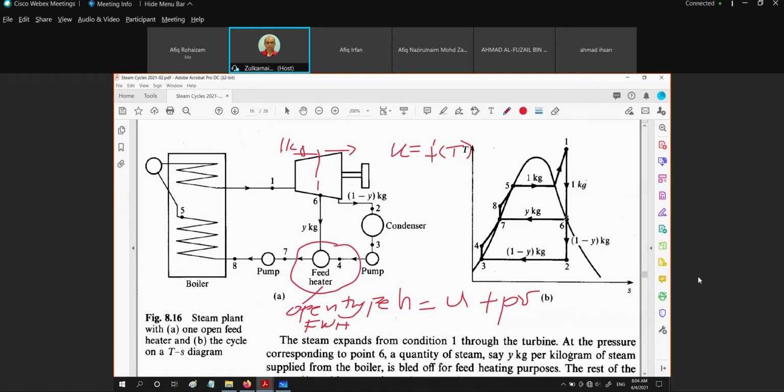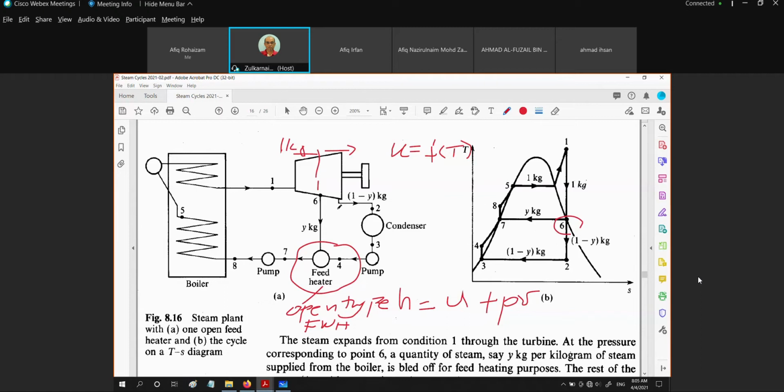And then from 6, we are going to bleed some of the steam in the turbine to flow to the feed water heater. So this is what we have from point 6. This point 6 doesn't mean that it's going to be a saturated vapor. It could be superheated vapor and it could be a mixture. Usually it's still superheated vapor. So we must take care of the state of 6.